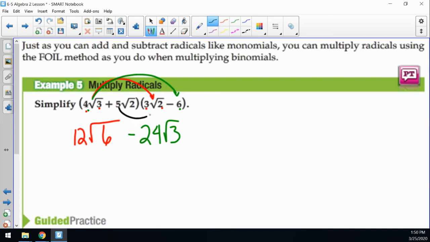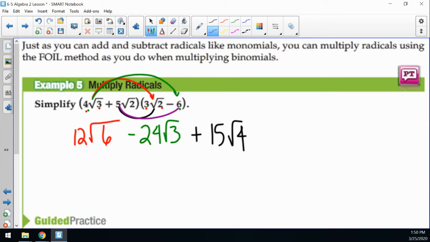Then I get 5 square roots of 2 times 3 square roots of 2 is going to be positive 15, and then square root of 4, which you're probably seeing. Oh, I know what square root of 4 is, right? But we'll get to that. And then the last one is right here.